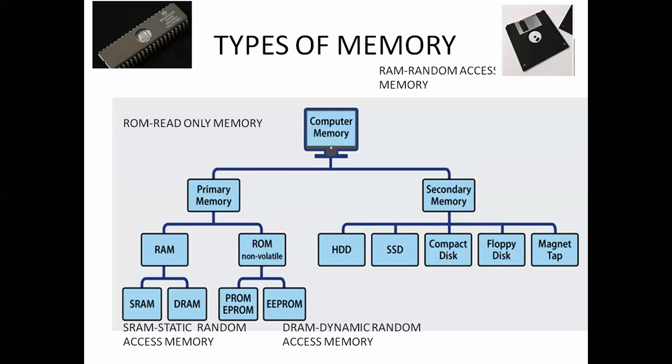Once again, I repeat this. Static RAM is faster than dynamic RAM. Static RAM is used in the cache memory, whereas dynamic RAM is used in the main memory.